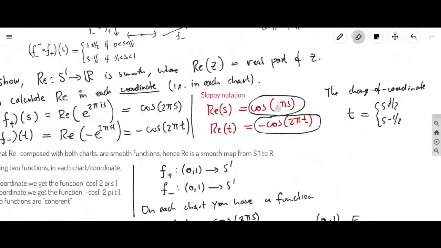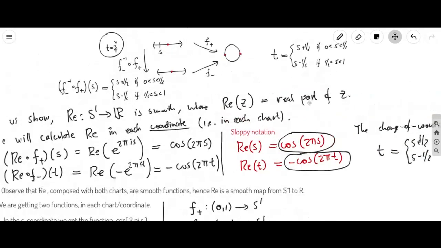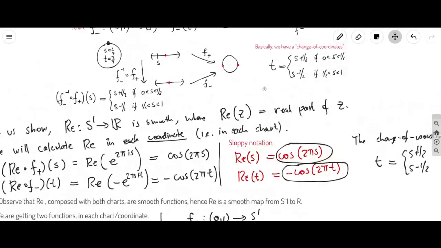Now, the fact that these two functions are consistent with each other should not be a surprise, because we had a globally defined function on the circle, and those were just the restrictions of that function to the two charts. So it's not a surprise that they agree with one another, because they're coming from a globally defined function. So this is the example that I wanted to show you.